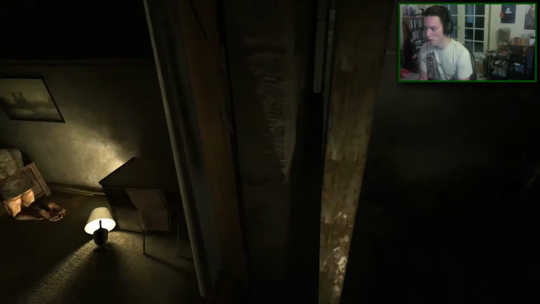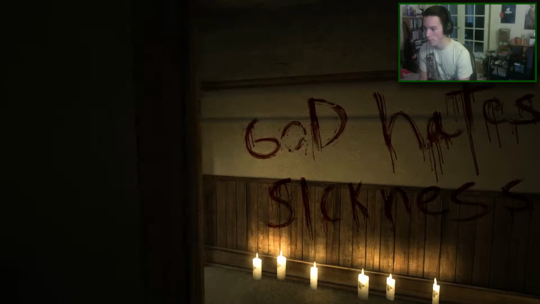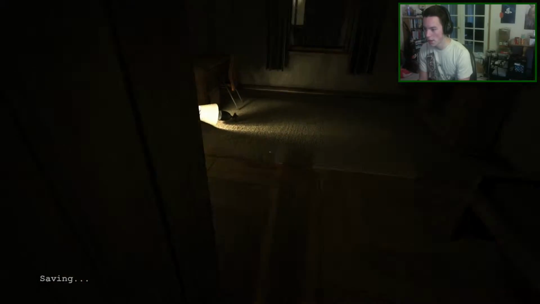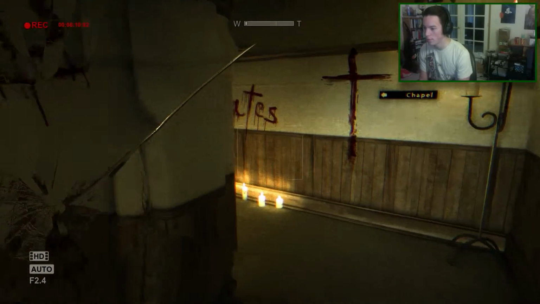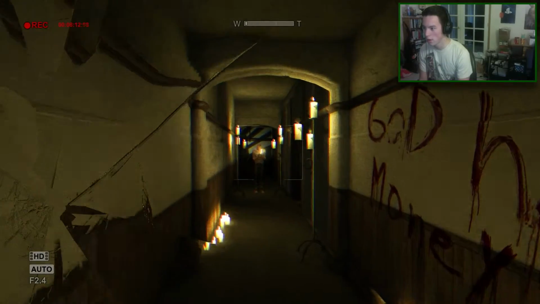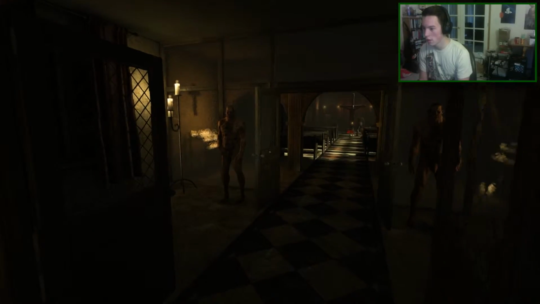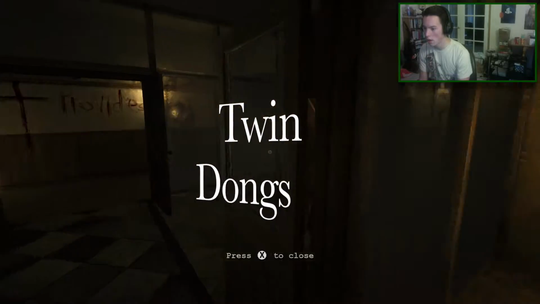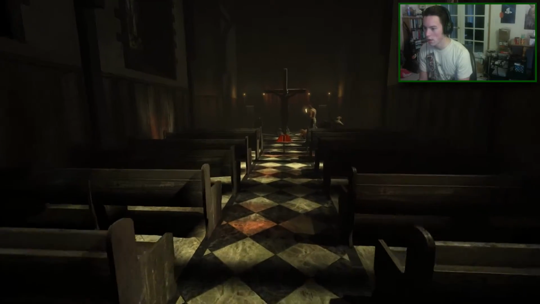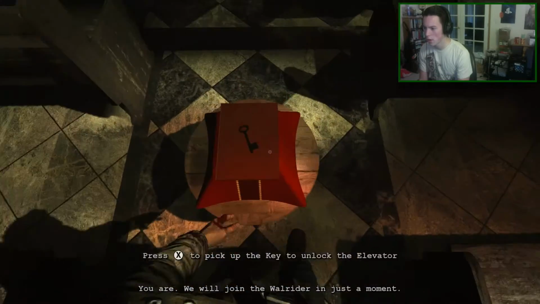I wonder what they're praying about, and why they're all doing it in sync for some reason. God hates sickness. Alright. I'll buy that. God hates money. What's going on? Hey! Oh! Hey! Hey! What is going on? Hey, I found a key, nice.